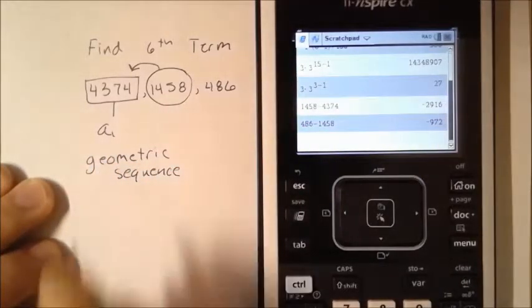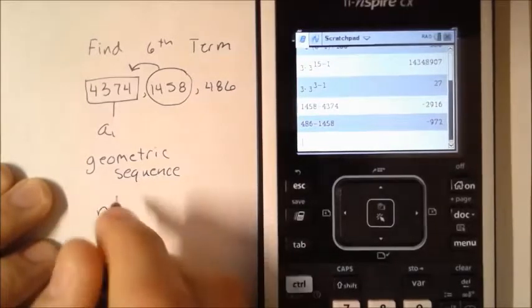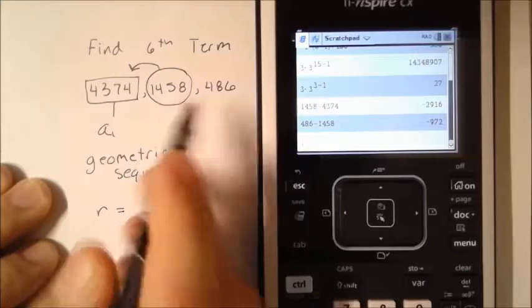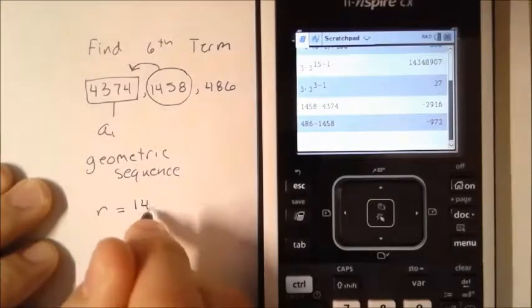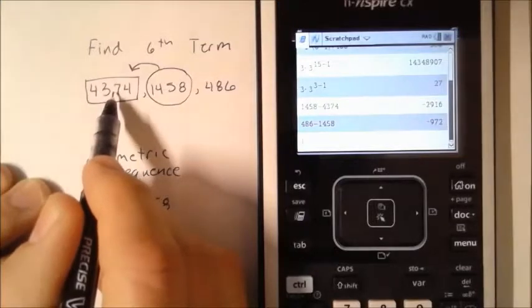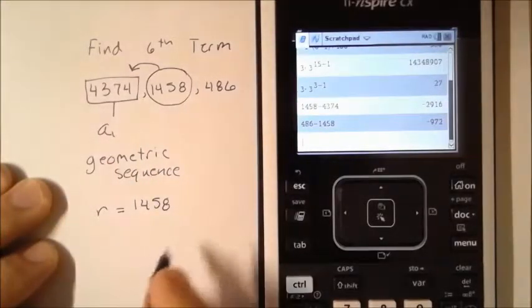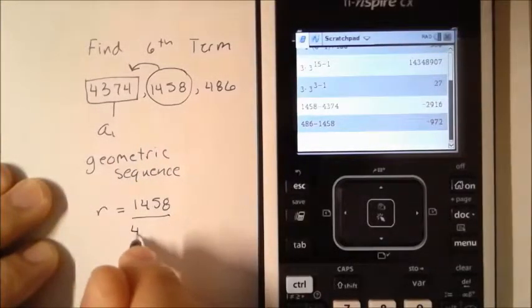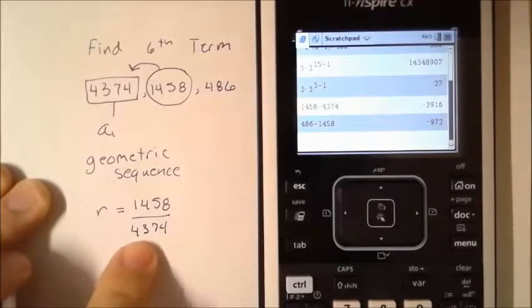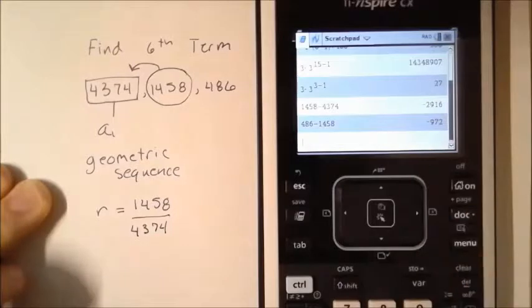So now we're going to set up a common ratio. And remember, the way we set up the common ratio is we take the number that's in front and put it as the numerator, so 1458, and then we put the number before it as the denominator, 4374. Now I don't know about you, but I don't want to work that out in my head. I'm just going to put it in the calculator.